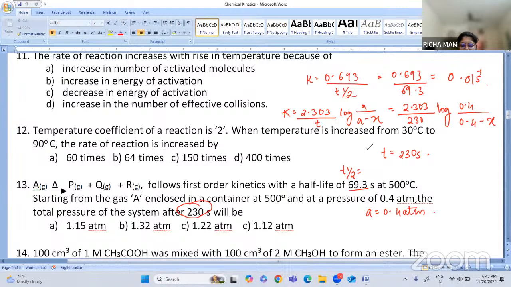So solve this. What are you going to get? We have K now, right? We have got K from the half-life relation above. K is 0.01, so 0.01 is equal to 2.303 by 230, log of 0.4 by 0.4 minus x. So what will we do now? This will be 0.01 times 230. So this will be how much?